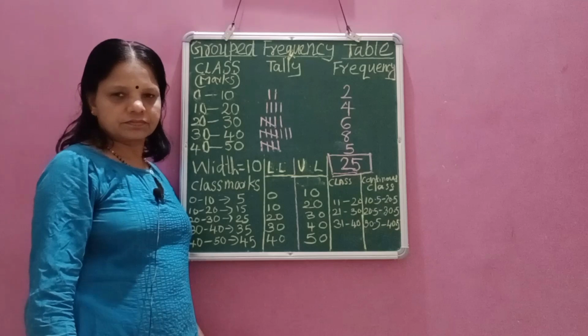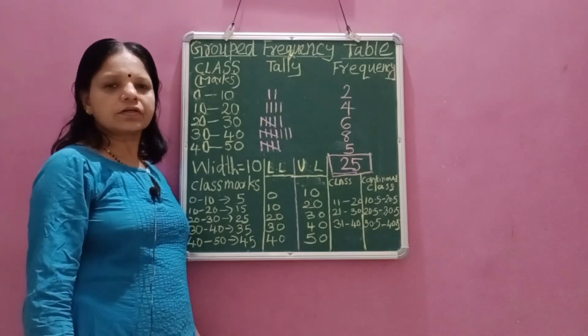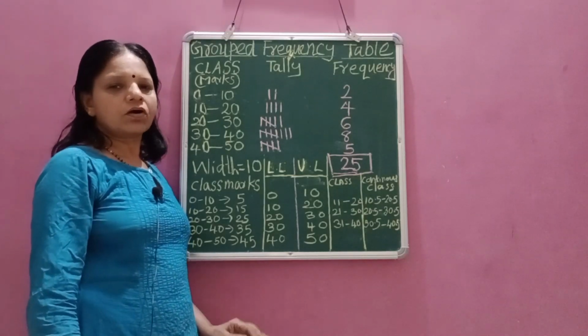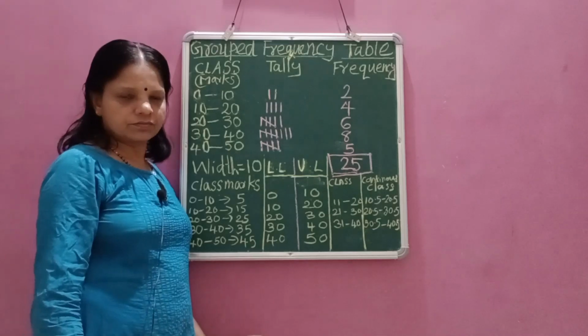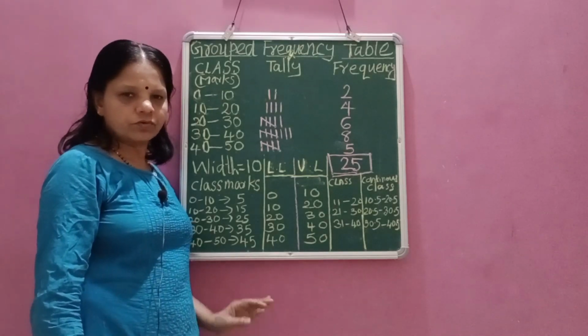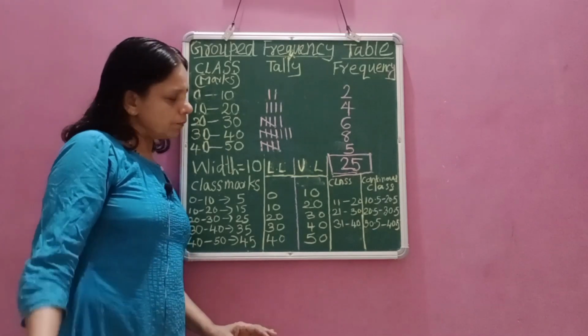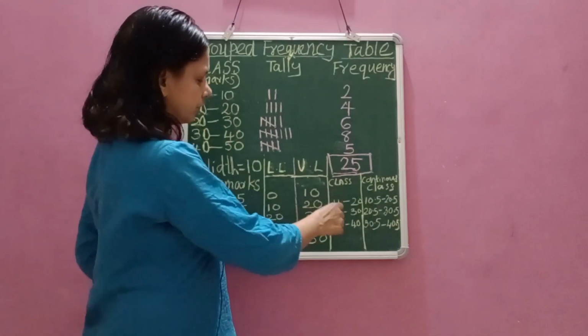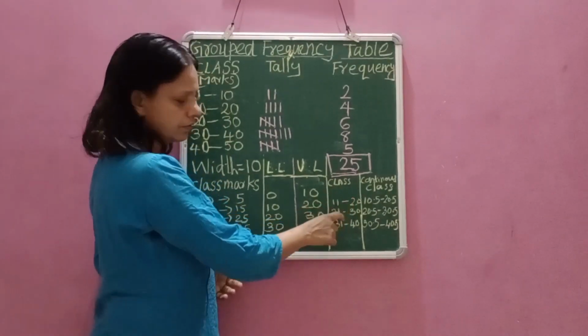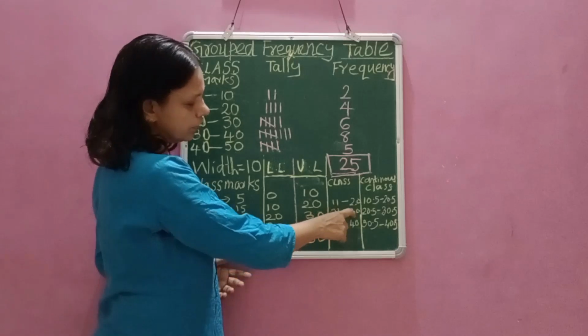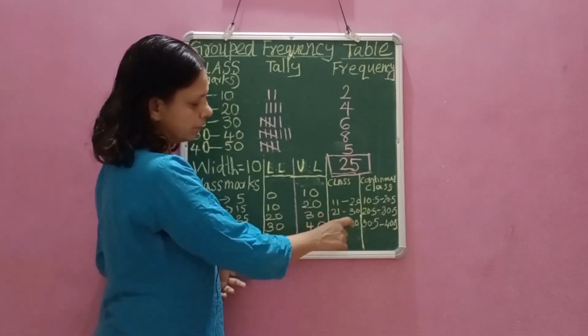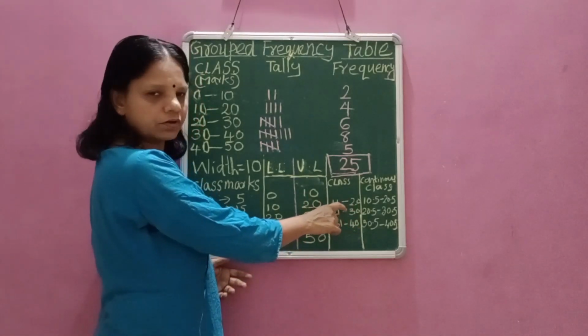It is not necessary that the classes are always continuous. Understood what is the condition for continuous classes? Suppose the classes are like this: 11 to 20, 21 to 30, 31 to 40. Here that condition is not satisfied.